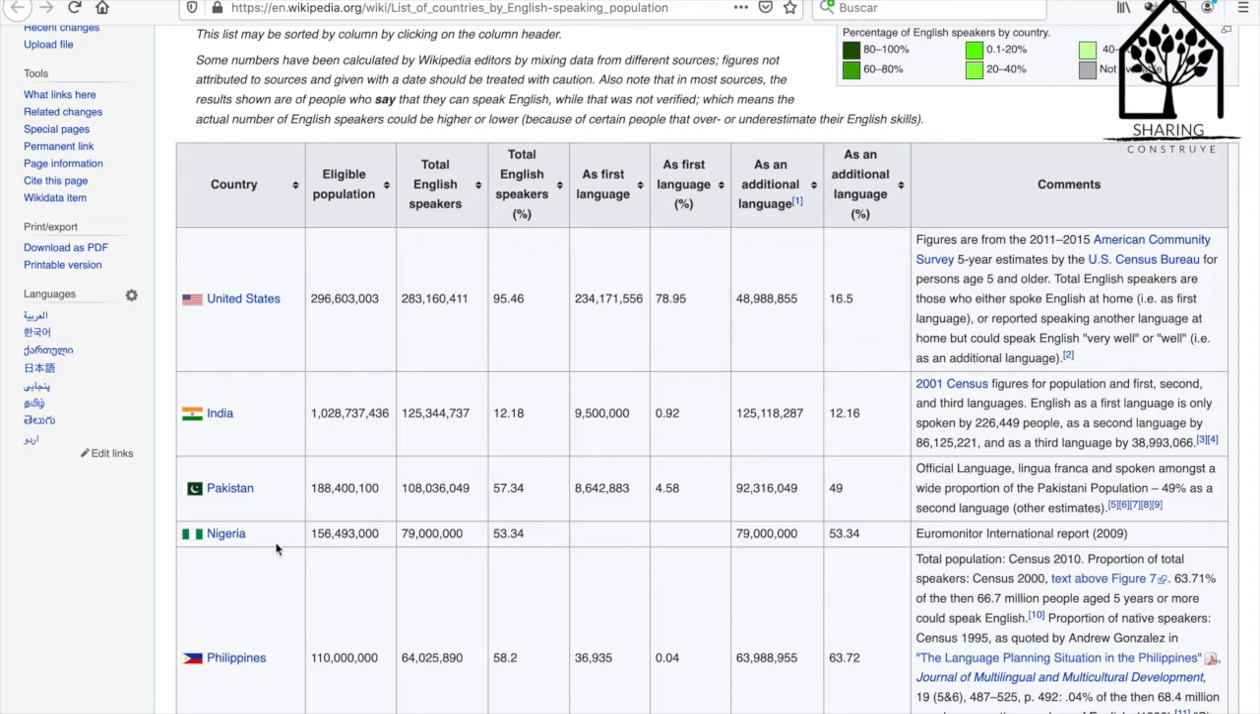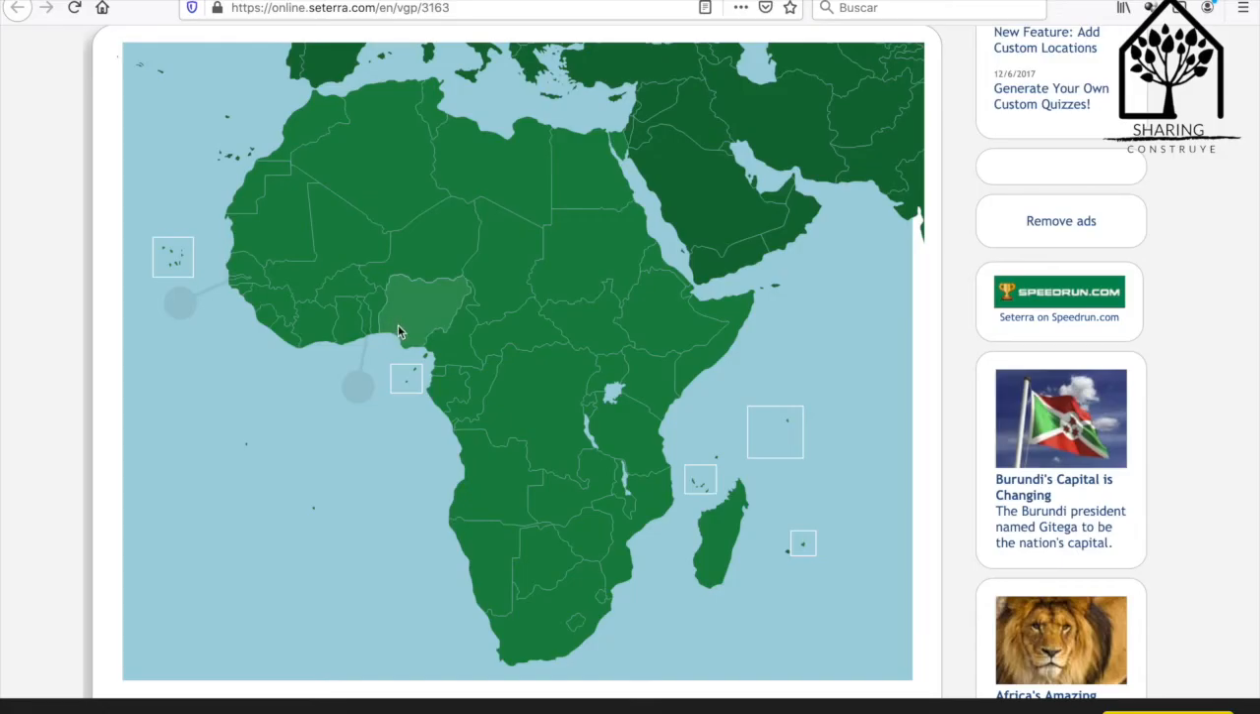Next, we're going to see Nigeria. Same situation as India and Pakistan. There's a lot of native languages, but they need one in particular to communicate between each other.